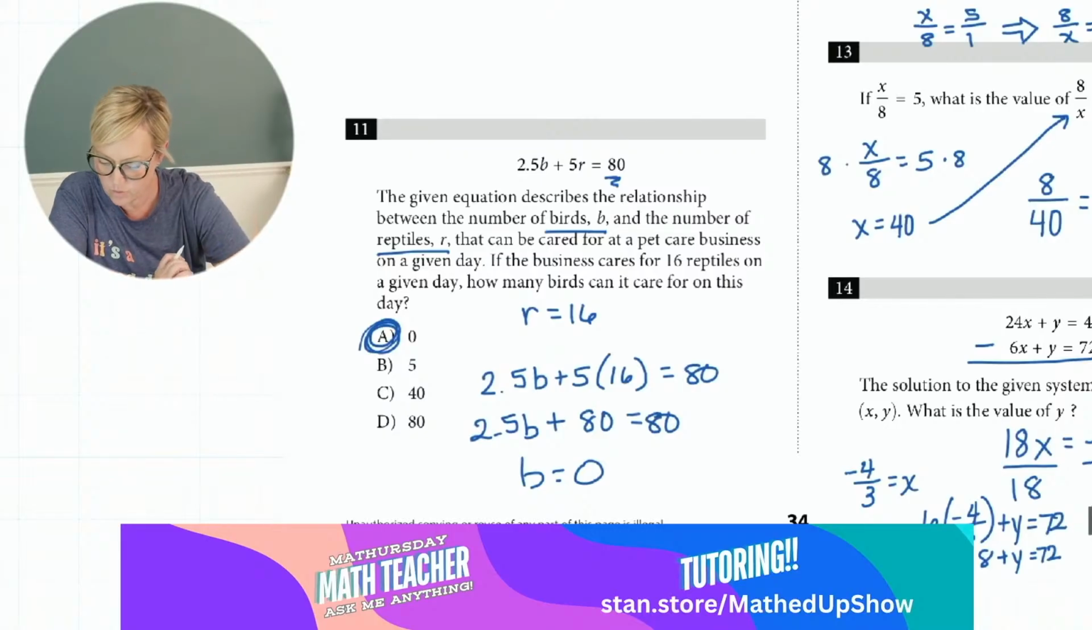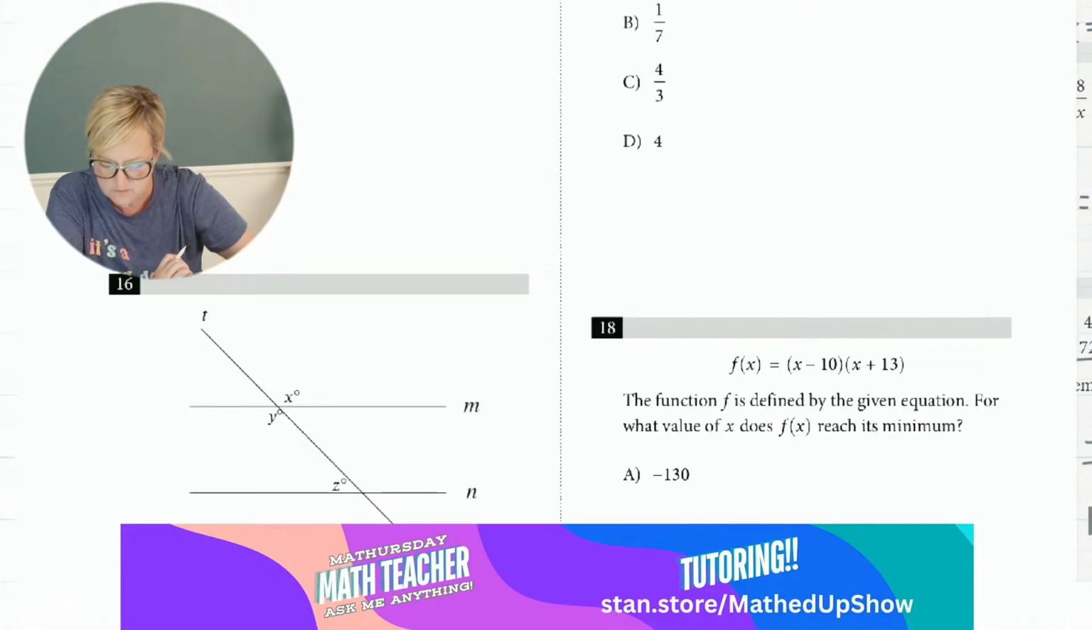All right, let's do one more. One more. Let's see. Let's pick. Ooh, let's do this one.